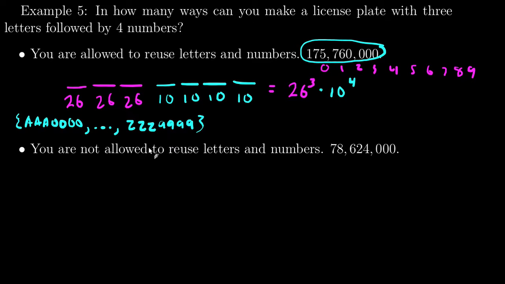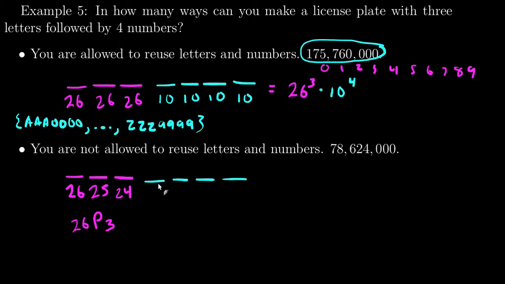If I'm not allowed to reuse the numbers, then I have to do something a little bit differently. So I can still set up the same way and avoid using our formulas, and I'll do that first. So for this first letter, I have the choice of any of my 26 letters. But once I've chosen a letter, I only have 25 remaining. And once I've chosen 2 letters, I only have 24 remaining. And this right here is 26P3. 26 letters, I'm permuting 3 of them.